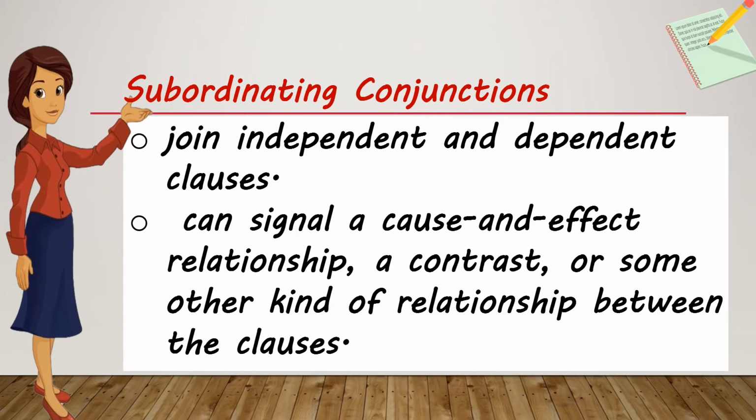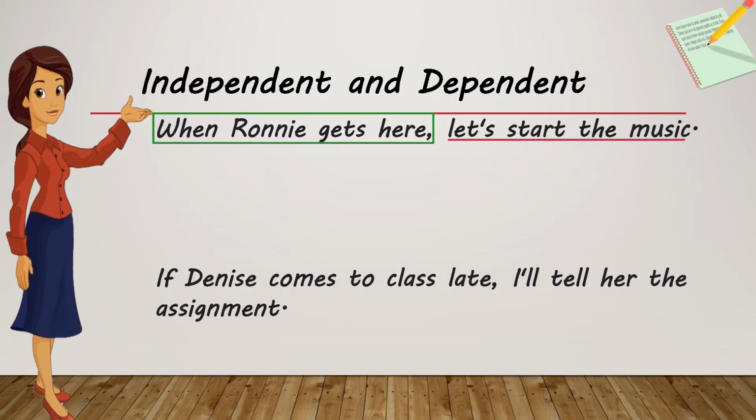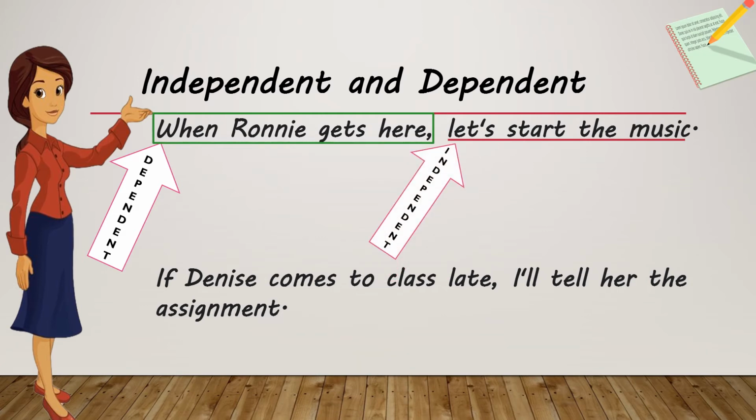Next is the subordinating conjunctions. These join independent and dependent clauses. You can signal a cause and effect relationship, a contrast, or some other kind of relationship between the clauses. But what are independent and dependent clauses? In this sentence, "when Ronnie gets here" is the dependent clause. To make the idea complete, it depends on "let's start the music," which is the independent clause.